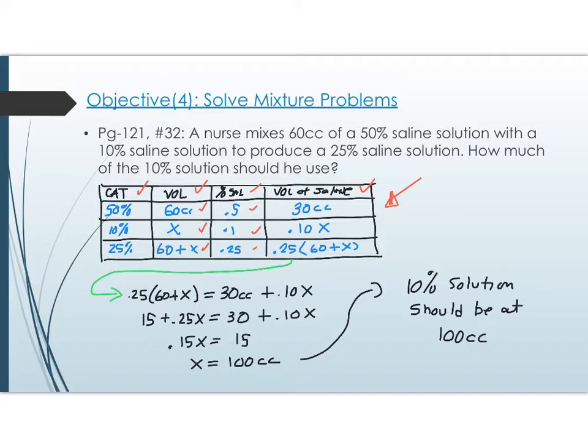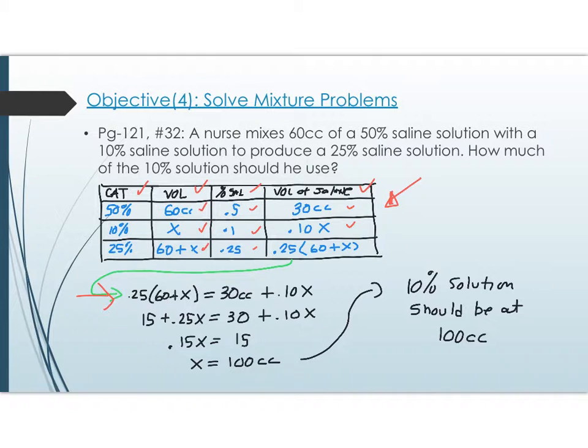I multiply the total volume times the percent of saline to get the volume of saline. So in the first case, half of the solution is saline. So half times 60 is 30 cc's of saline. 10% of the solution, 0.10x, is how much I'm going to add to the 30. And then I end up with a 25% solution with x plus 60 cc's. So that's where I set up my equation.